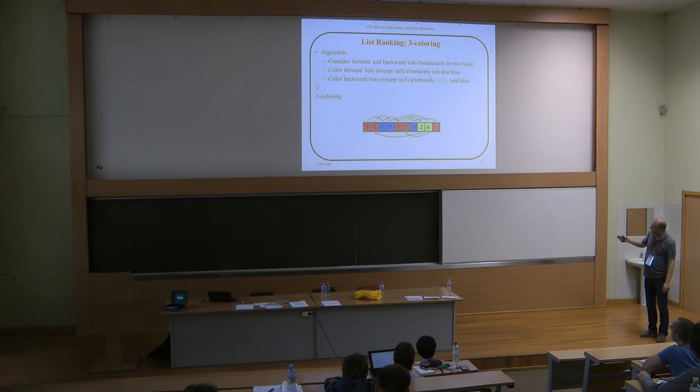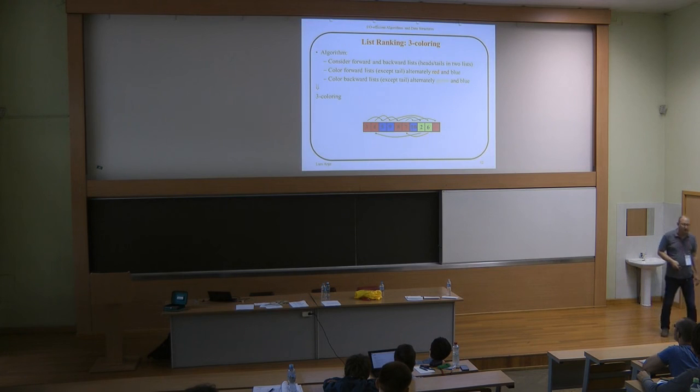Well, when I start a tail, it's always green. It can only have a blue or red predecessor. It cannot be green. And the successor of it can only be blue or red. The end of that list can only be red, because that's the start of another list. Okay? So it's a 3 coloring.